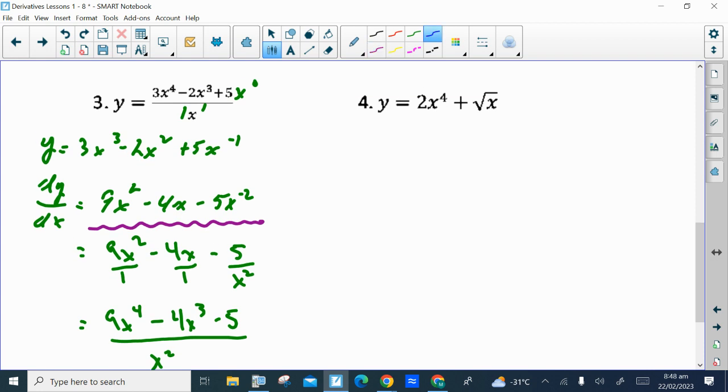Question 4. Before I differentiate, the first term is already written as a power. I would want to do the same thing to the second term, write it as a power. The root of x is the same as x to the half. And then I use the same process. If y equals the function, then dy by dx will be the expression for the derivative. So the exponent 4 multiplied by the 2 in front gives us 8x cubed.